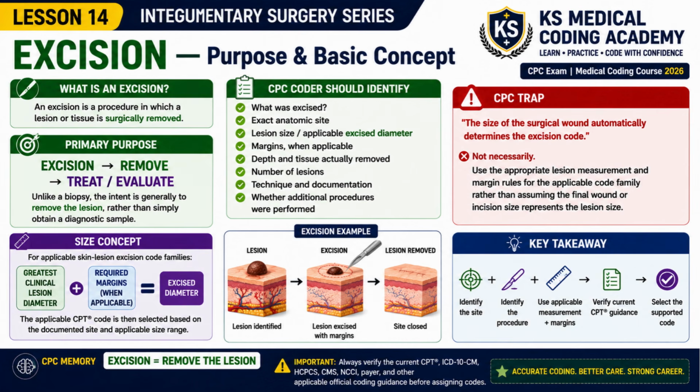For applicable skin lesion excision code families, remember the measurement concept: greatest clinical lesion diameter plus required margins equals excised diameter. A common CPC trap is assuming that the final surgical wound size automatically determines the excision code. That is not necessarily correct. Follow the applicable lesion measurement and margin rules for the specific code family. Your CPC workflow is: identify the site → identify the procedure → apply the measurement and margin rules → verify current CPT guidance → select the supported code. Remember, excision equals remove the lesion. Always base your code selection on the provider's documentation and current official coding guidance.